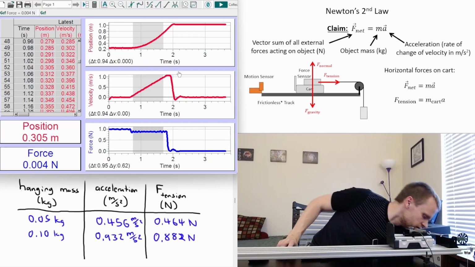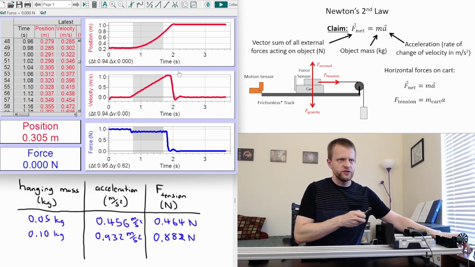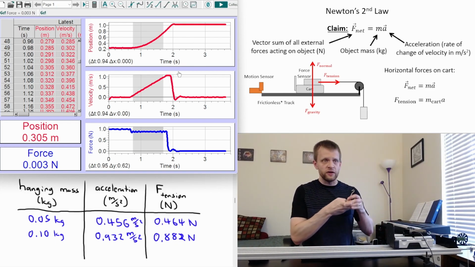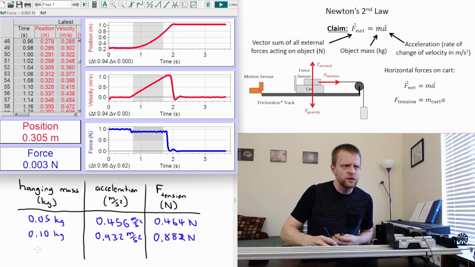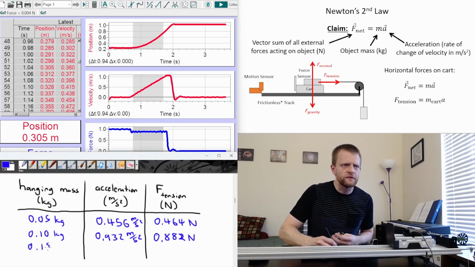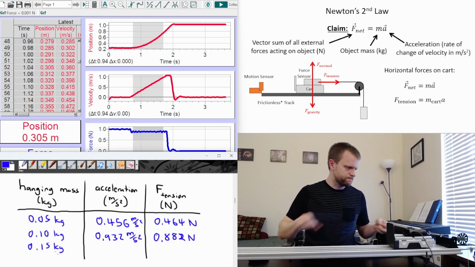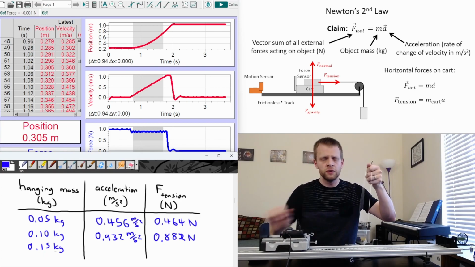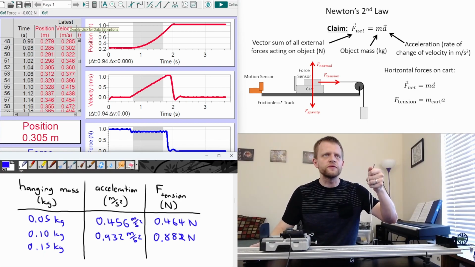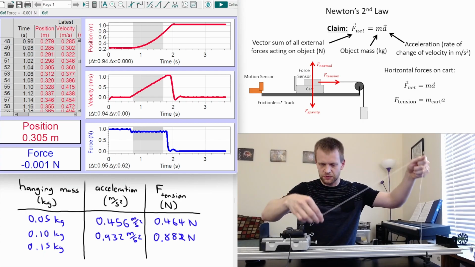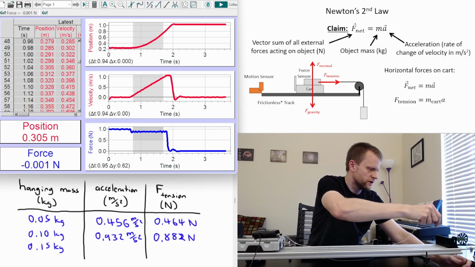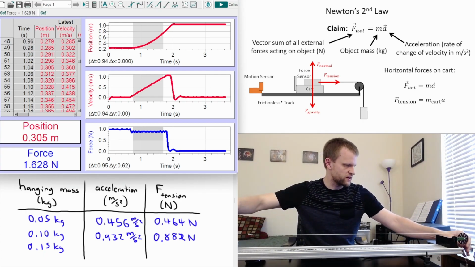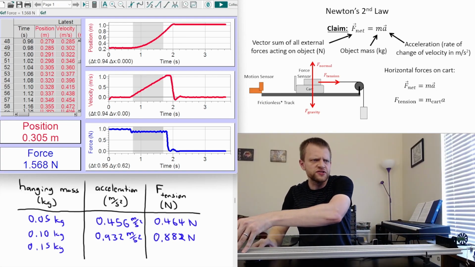All right, let's take another set of data. So I'm going to add on another 50 grams. So this is now 0.15 kilograms. Going to do the same thing. Is our force sensor still zeroed? Need to click on that to see whether the force sensor is zeroed. Yep, still looks pretty close to zero. Around the pulley, straighten that out, and let's take our next data run. So here we go. 3, 2, 1.